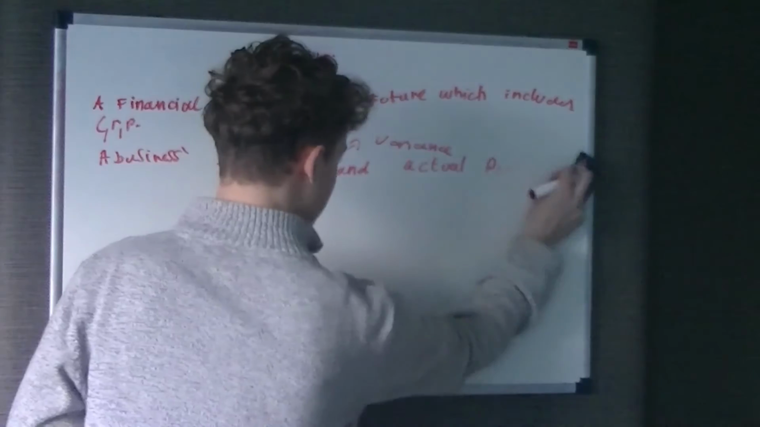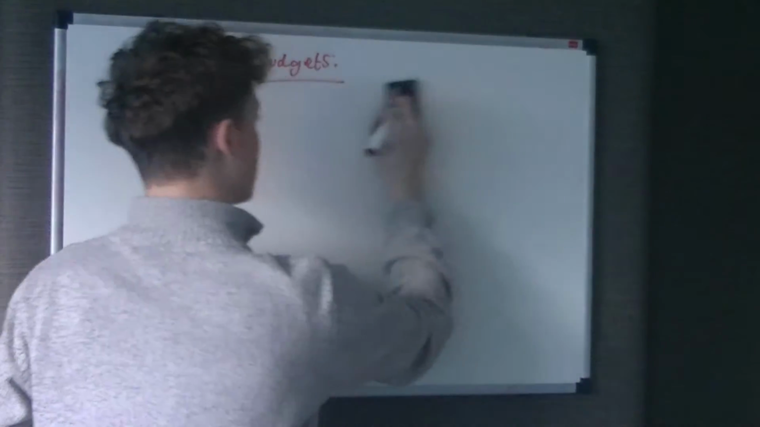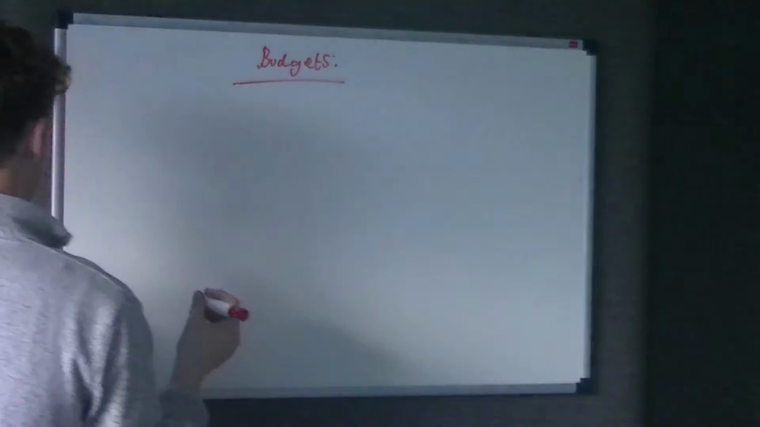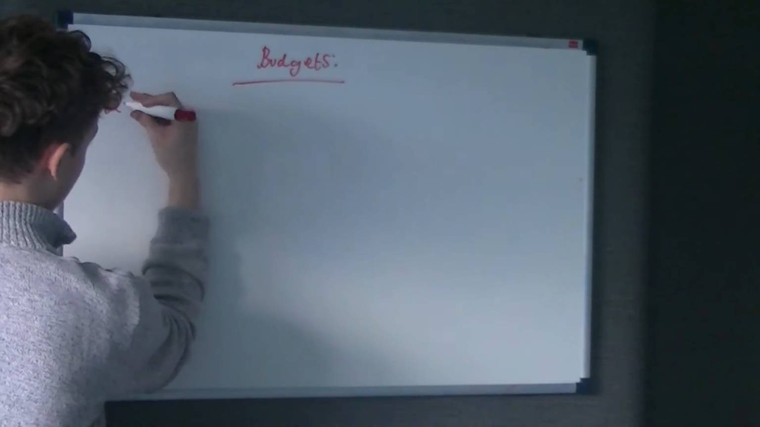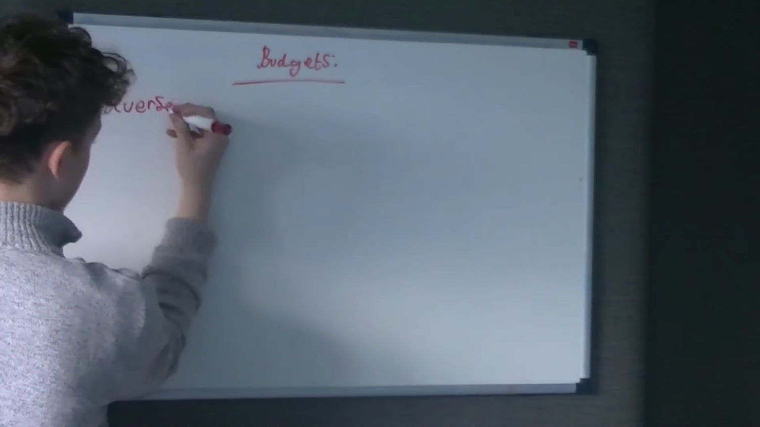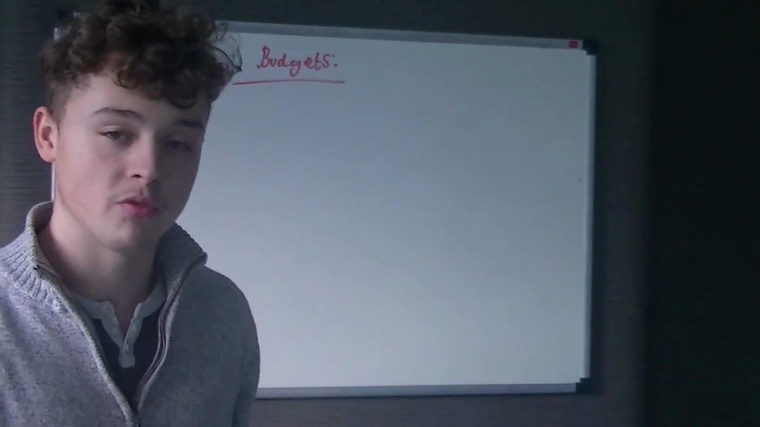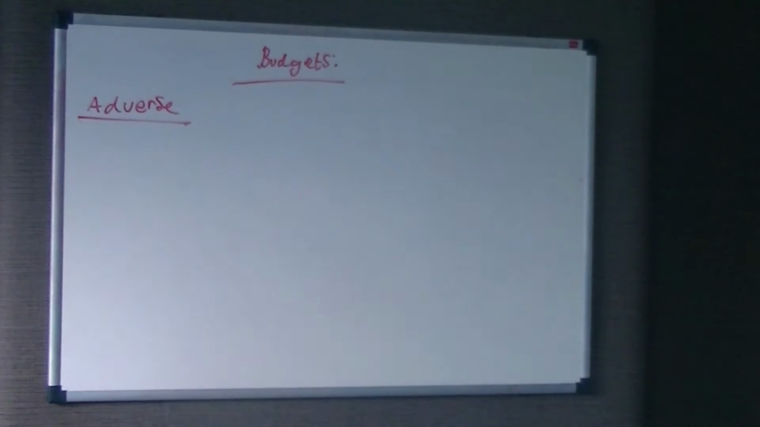What I'm going to start with is some causes of adverse variances. So, adverse variances, as I said before, is where the business's actual performance is worse than the budgeted performance.